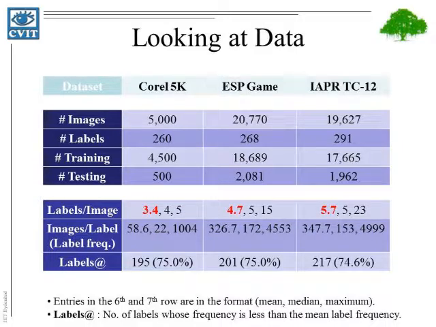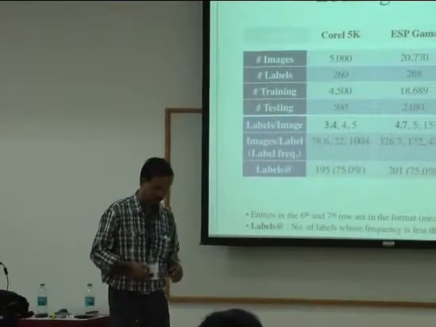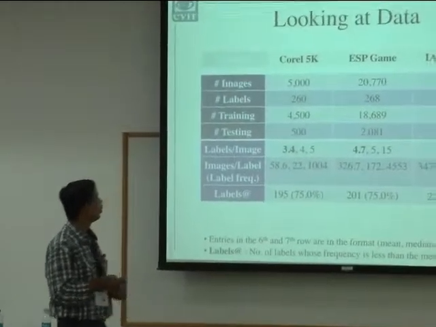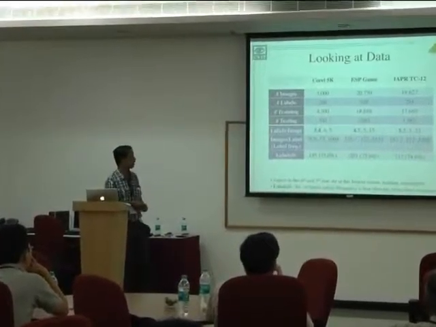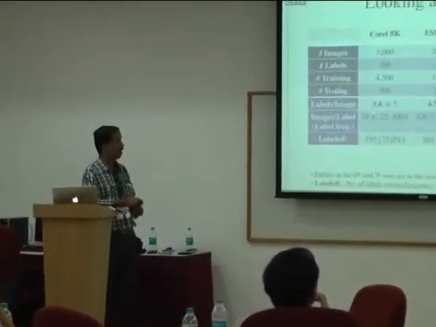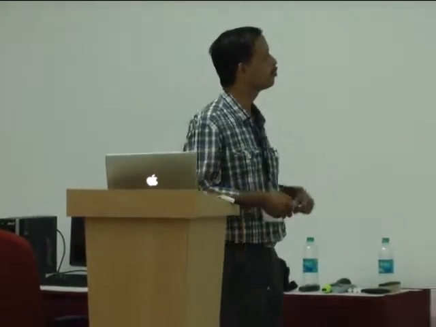So for the popular data sets, I'm just comparing them here, which we are going to use later in the experimentation. So this is the Corel dataset, ESP Game, IAPR TC12 datasets, etc. They all have a larger number of keywords or labels per image. There are also standard train test splits which one can use for the evaluations.